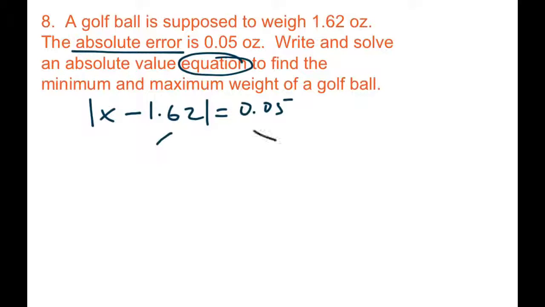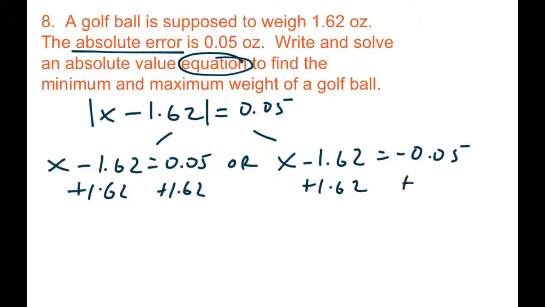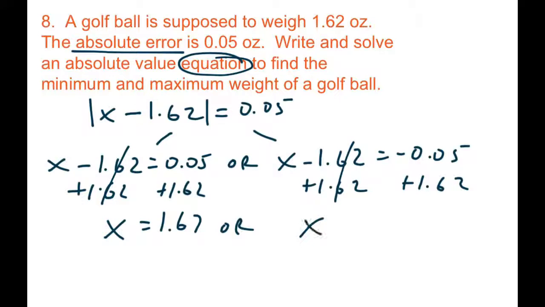Alright, I'm going to break this up into two parts. x minus 1.62 equals 0.05, or x minus 1.62 equals negative 0.05. We'll add 1.62 to both sides. Do that for both equations. That cancels. x equals 1.67, or that cancels. x equals 1.57.